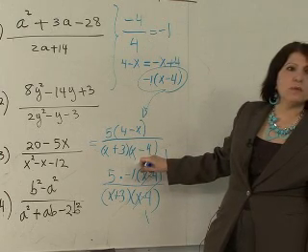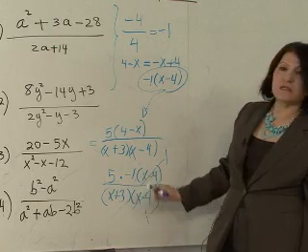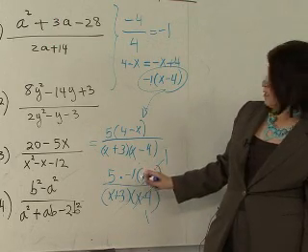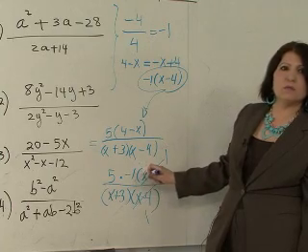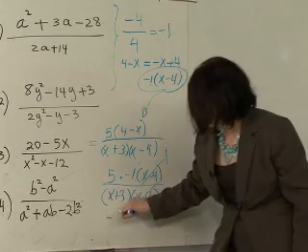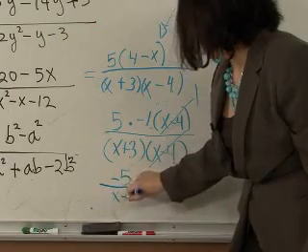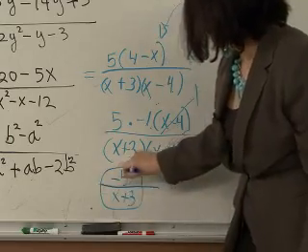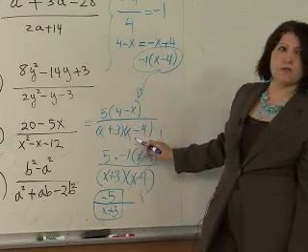Then the negative 1 would be in the bottom. It doesn't matter. I usually like to keep my negative 1 in the numerator because it's easy to kind of ignore it if it's in the bottom. It gets more of my attention if it's on top. So 5 times negative 1 is negative 5 over x plus 3. That's what I have left. So I reduced an expression that contains opposites.